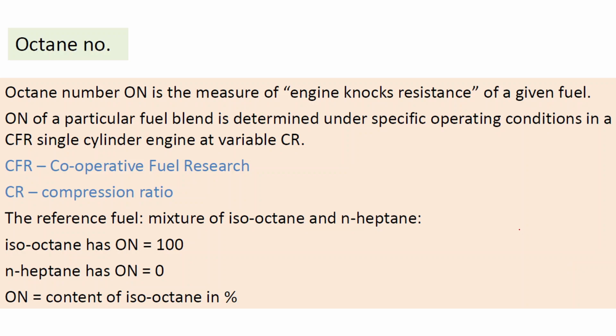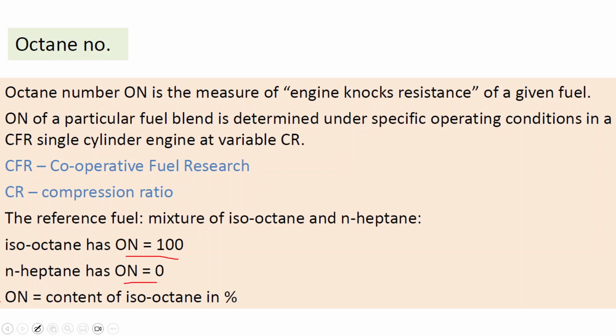The next characteristic is octane number. This we have studied earlier also. It basically is the measure of the anti-knock property of a fuel. It is calculated by a mixture of isooctane and N-heptane.